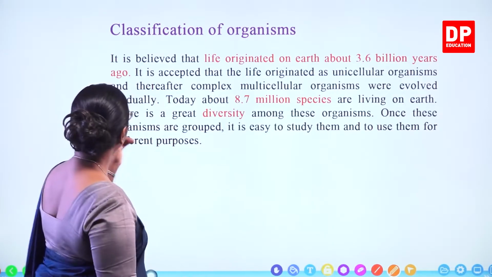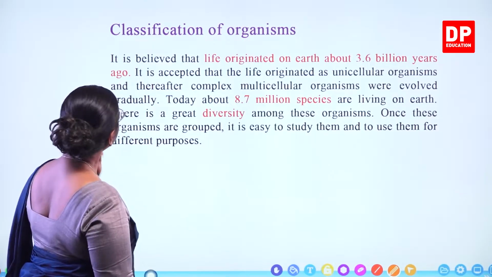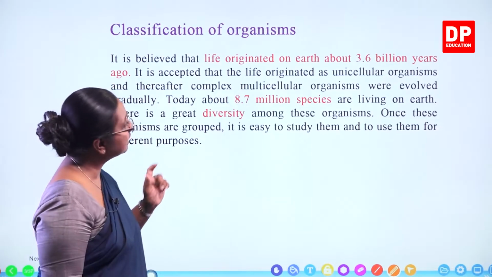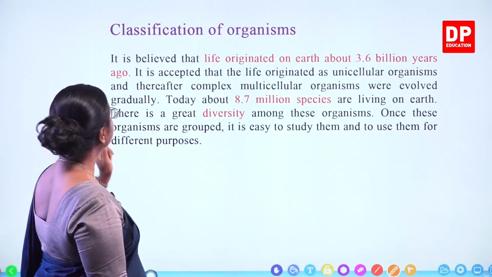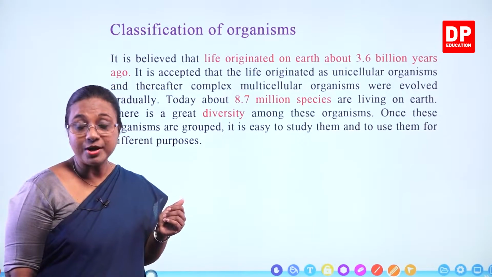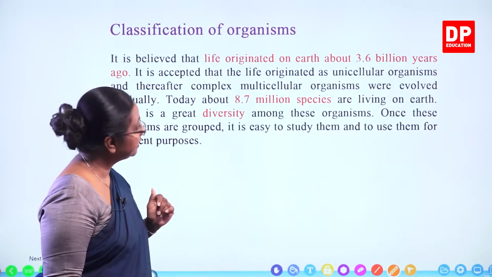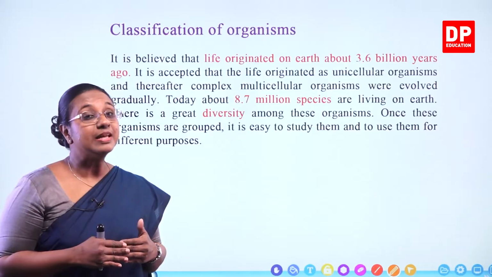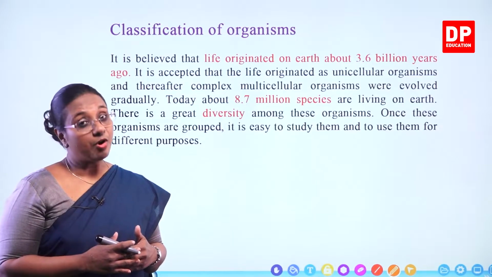So with that, if we look at the introduction, it is believed that life originated on Earth about 3.6 billion years ago. We have learnt in grade 9 that it is 3.5 billion years ago, but 3.5 billion years ago was the time the organisms evolved on Earth.